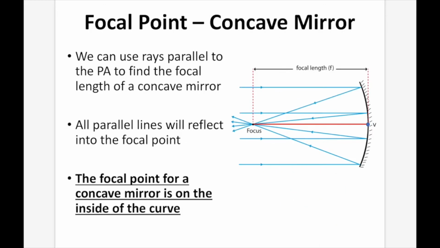Focal point, concave mirror. We can use rays parallel to the principal axis to find the focal length of a concave mirror. Again, the focal length is where all the rays that reflect off the mirror are going to meet. All parallel lines will reflect into the focal point. So you can see we have a parallel line here, a parallel line there, there, and there. And whenever they hit the mirror, as long as they're parallel to the principal axis, they're going to bounce back into the exact same spot. And right there, they're all going to hit at the exact same spot, which is the focus.